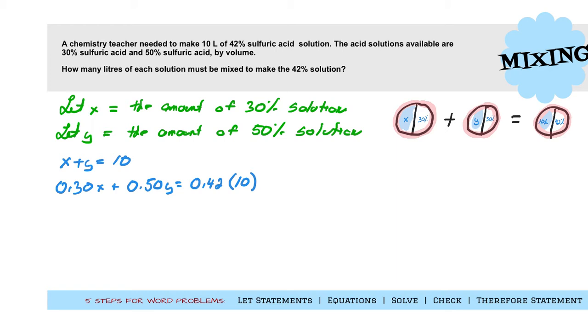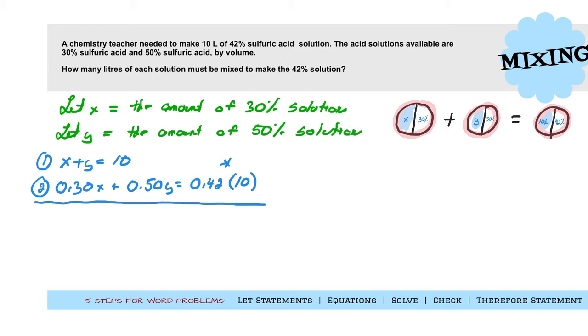The difference between this and an interest problem is that this value here in the interest problem that we just did is already calculated for you. That was that $440. In the mixing problem, it's separated out. So with our two equations, I can now solve. And again, I'm going to use substitution.